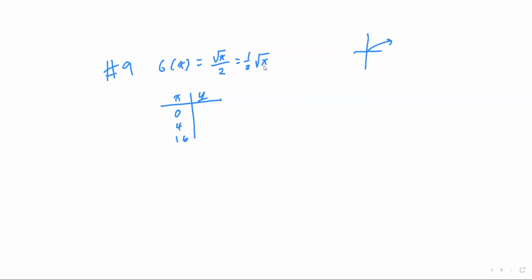So the square root of 0 is 0, times 1/2 is 0. Square root of 4 is 2, times 1/2 is 1. Square root of 16 is 4, times 1/2 is 2. And so you can kind of see it's going to make somewhat of that shape. So (0, 0), (4, 1), (16, 2). And so it'll be something like that.